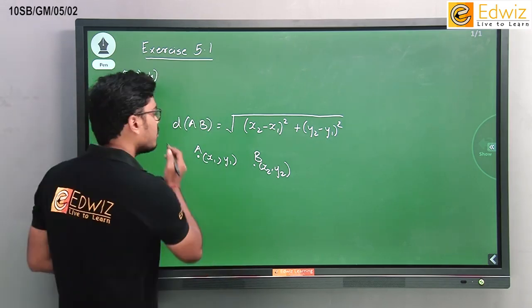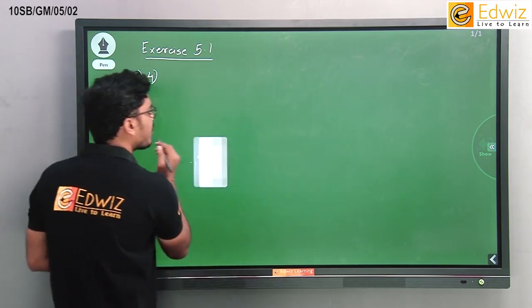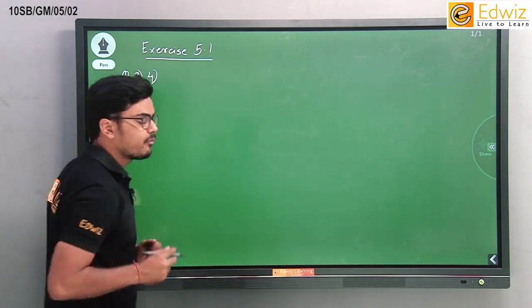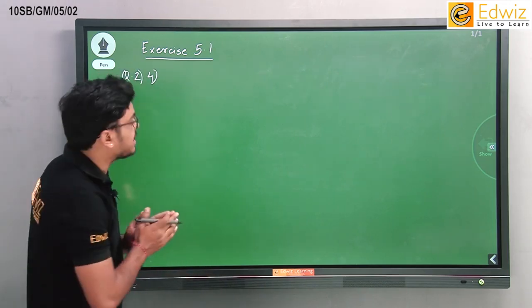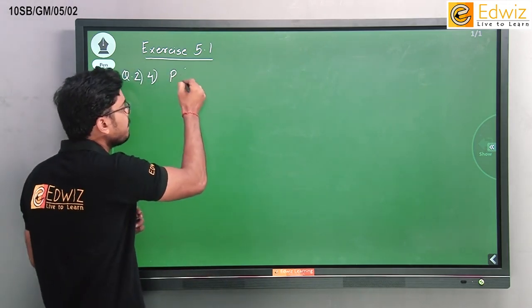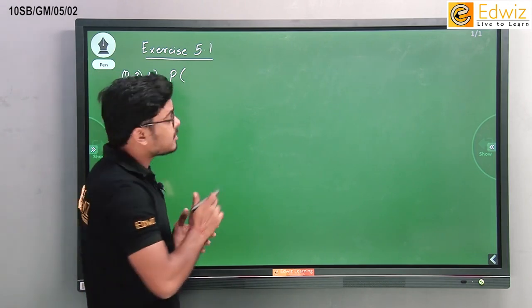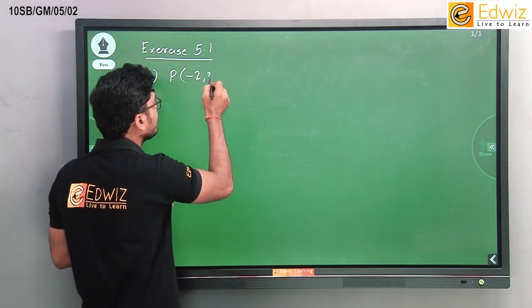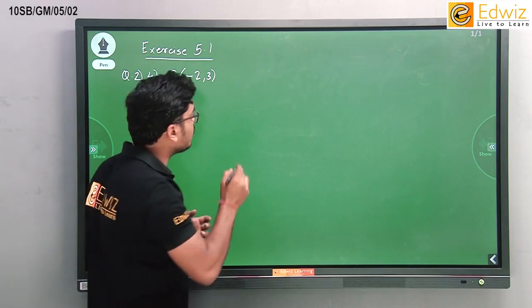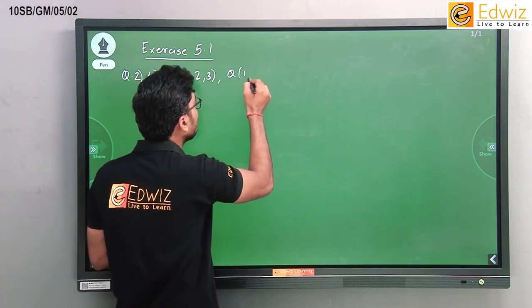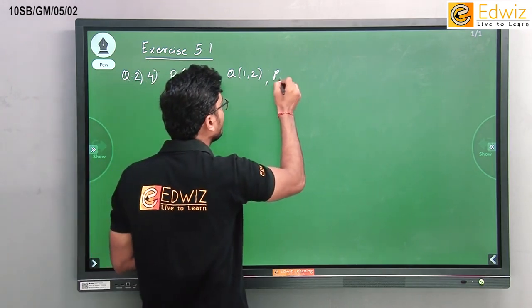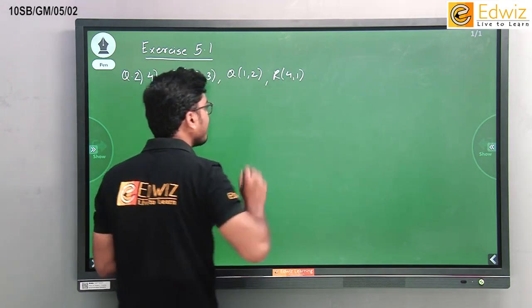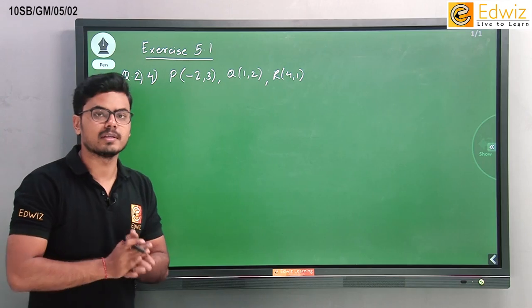Okay, what we have to do in these questions is, 3 points are given everywhere, and we have to find whether the 3 points are collinear or not. So let us first write the question. There is a point P minus 2 comma 3, there is a point Q 1 comma 2 and there is a point R 4 comma 1. We have to find whether these points are collinear or not.